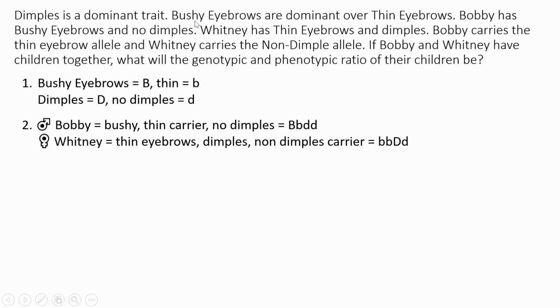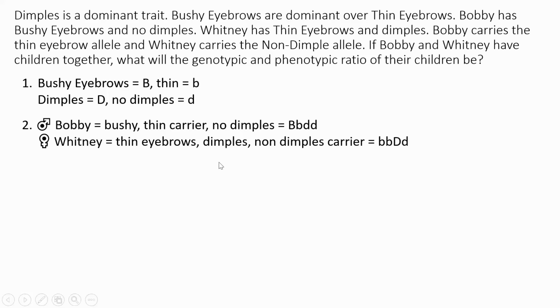Dimples is a dominant trait. Bushy eyebrows are dominant over thin eyebrows. Bobby has bushy eyebrows and no dimples. So right off the bat, we know that Bobby is bushy and has no dimples. The no dimples tells us that he's going to be recessive here for the D. But then, because he has bushy eyebrows, we're not sure if he's homozygous or heterozygous, but we'll come back to that later. Whitney has thin eyebrows and dimples.